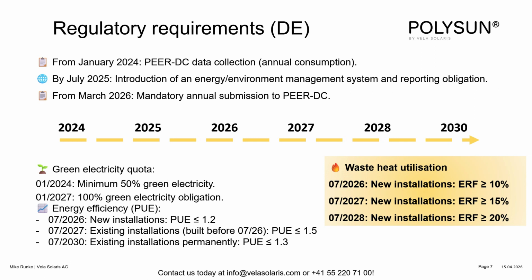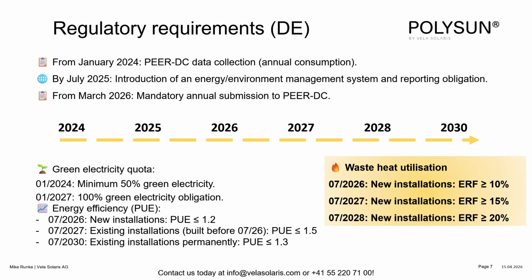In Germany, the Energy Efficiency Act, the EnEfG, now legally obliges data centers to use waste heat. The most important points at a glance: from 1st of July 2026, so not within just 3 months, new data centers must use at least 10% of the waste heat. From 2027, the obligation increases to 15% waste heat utilization, and 2028, at least 20%.